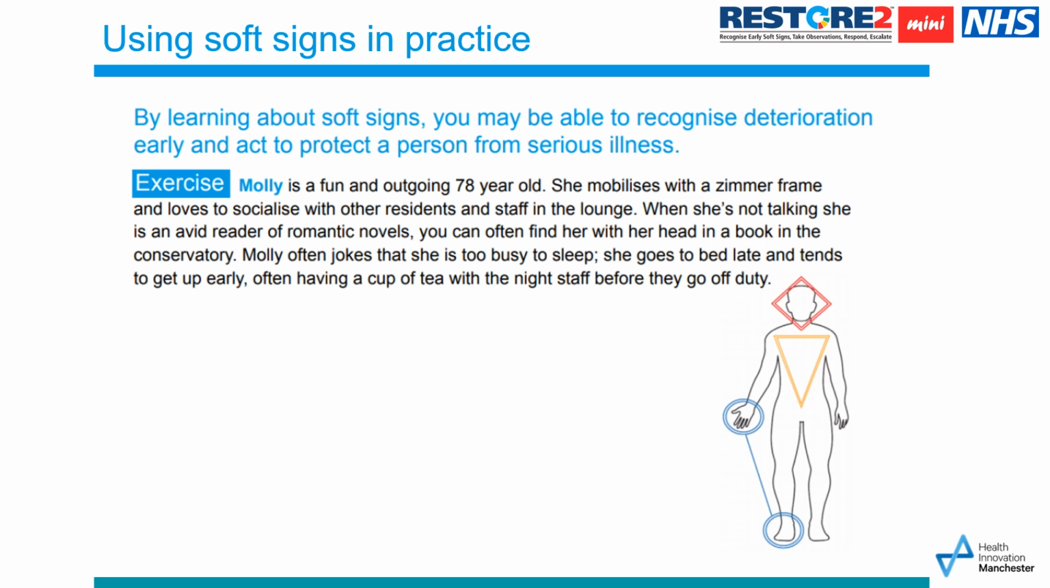We're going to do an exercise now to put soft signs into practice. Molly is a fun and outgoing 78-year-old. She mobilises with her Zimmer frame and loves to socialise with other residents and staff in the lounge. When she's not talking, she's an avid reader of romantic novels. You can find her with her head in the book in the conservatory.